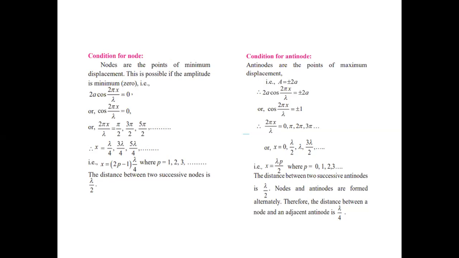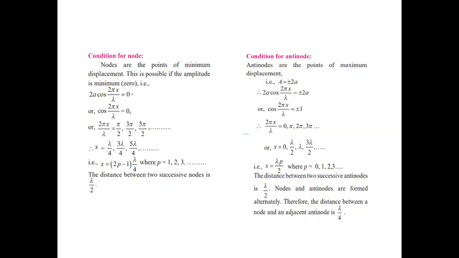The difference between these two points is lambda upon 2. If you consider a second example, for x is equal to 5 lambda upon 4 and 3 lambda upon 4, then again the difference between these two successive points will give you lambda upon 2. This verifies that the distance between two successive node points is lambda upon 2.